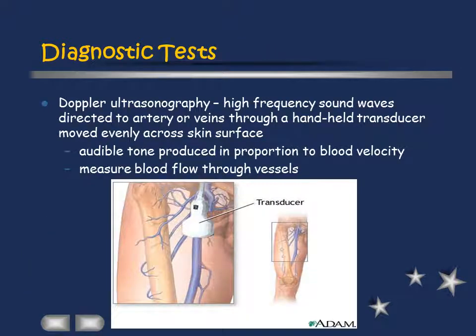Now, diagnostic tests include Doppler ultrasonography, in which high-frequency sound waves are directed to an artery or vein through a handheld transducer moved evenly across the skin surface. An audible tone is produced in proportion to blood velocity. It measures blood flow through the vessels.